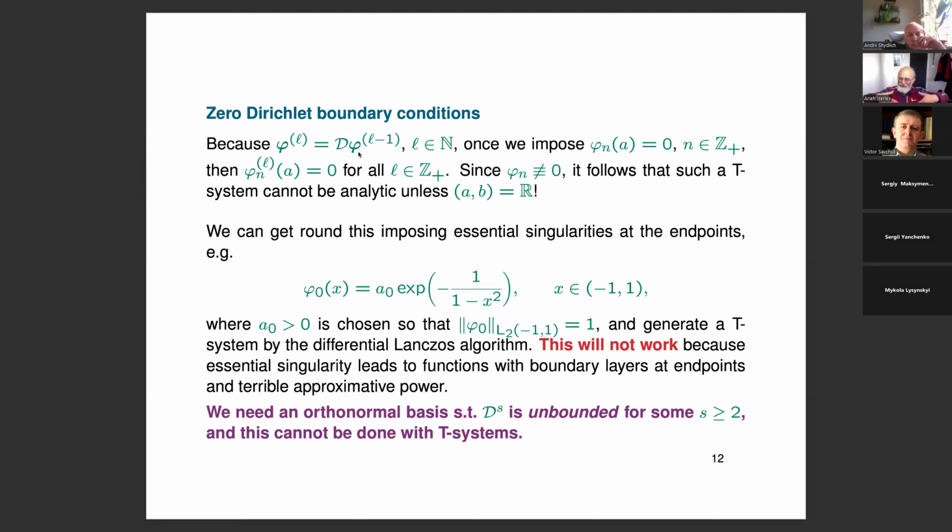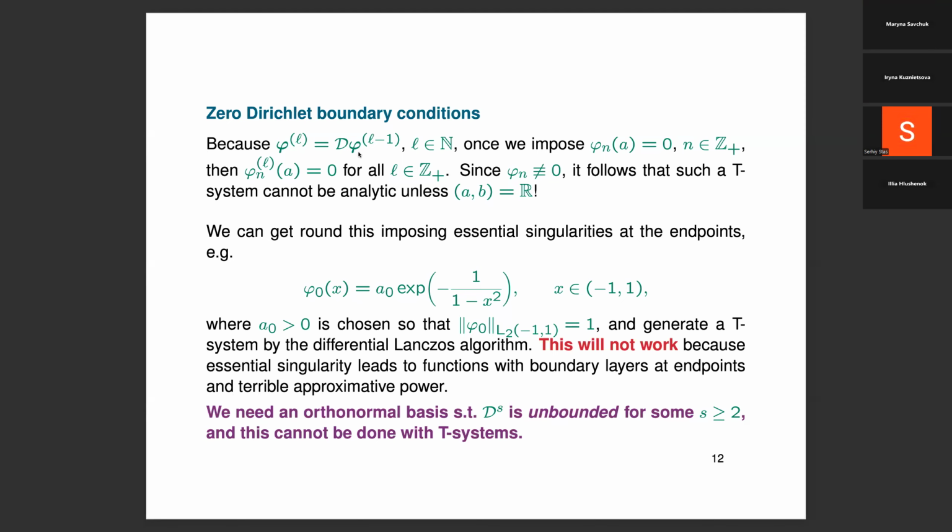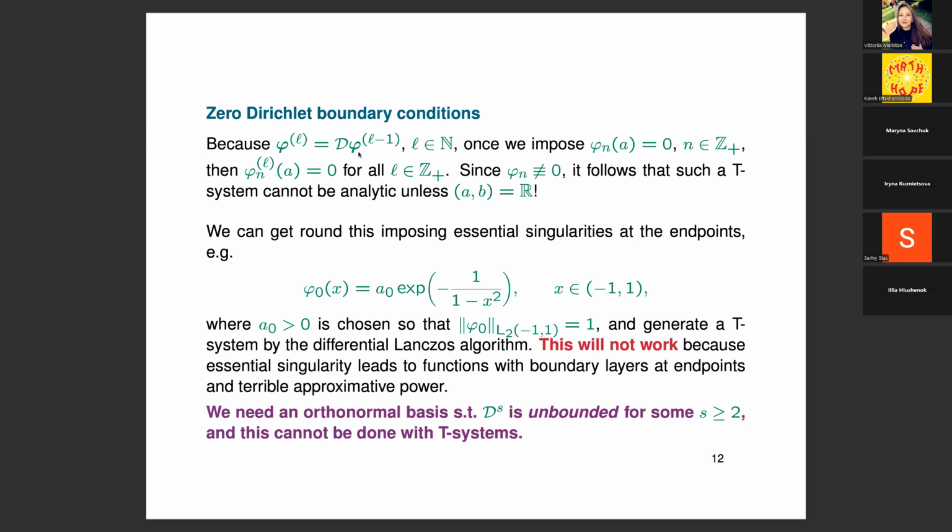Because we can iterate. So phi prime is d phi. So phi double prime is d squared phi. So it is d times phi prime, and so on. In other words, if all the phi n's vanish at a point, then all the derivatives vanish at this point. And all the derivatives, not only the first, but all the derivatives vanish there. And for example, if phi 0 is analytic, it must be identically 0.